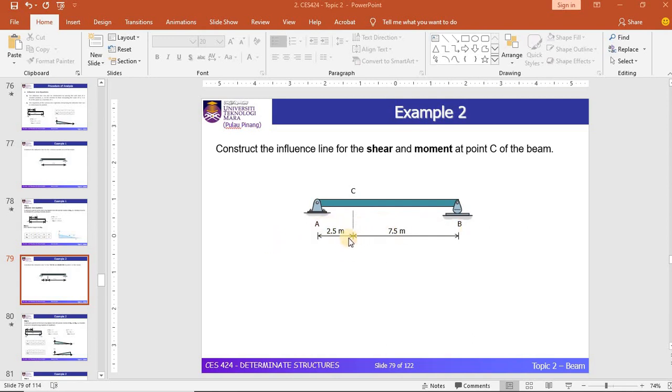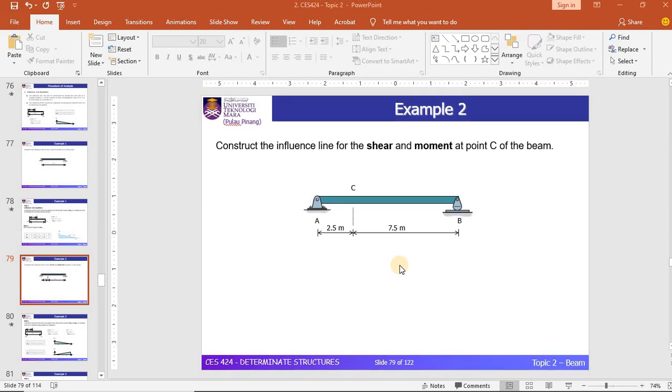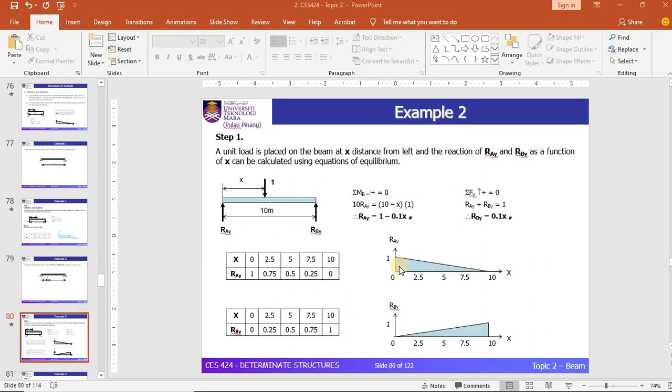So this is an example that we can use as our reference. Point C is located 2.5 meter from A, and the same span of beam is used as in example 1. So let's discuss in detail the solution.